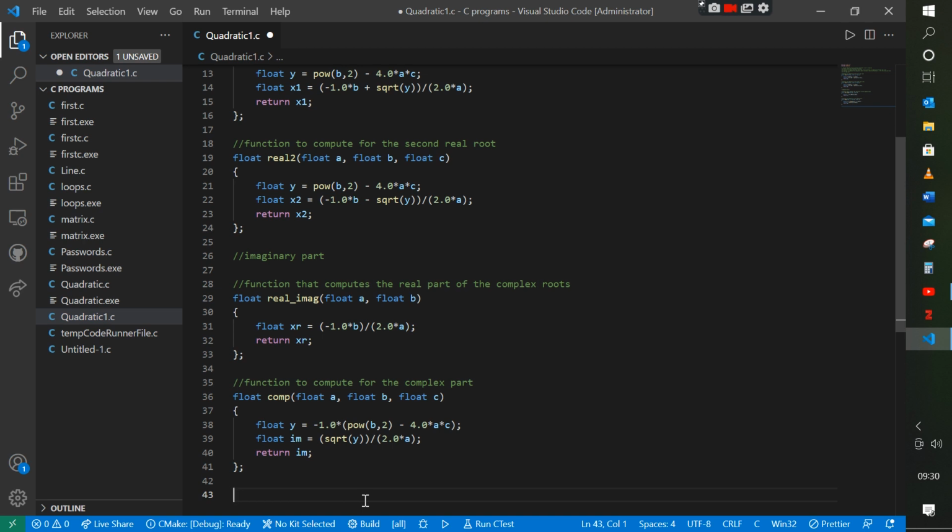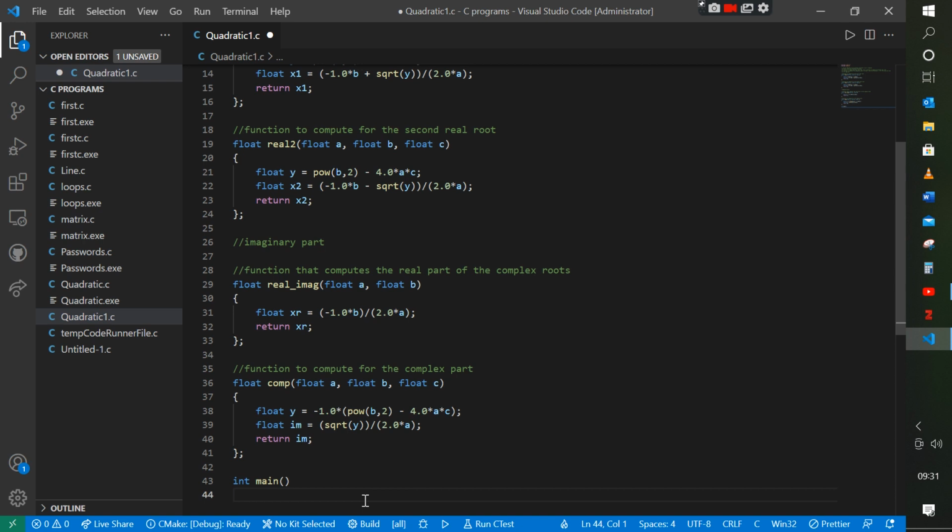Now, since we expect to return an integer, to tell the compiler that it has stopped by returning a zero, we should identify the data type of what is returned in main. If you do not expect it to return anything, you can start with void main. That's when you don't expect the compiler to return anything after compiling. But if you expect it to return an integer, you use int main. Int main, open curly brackets.